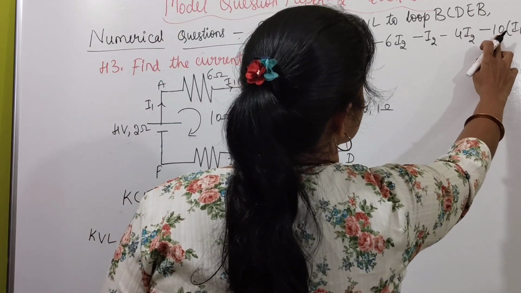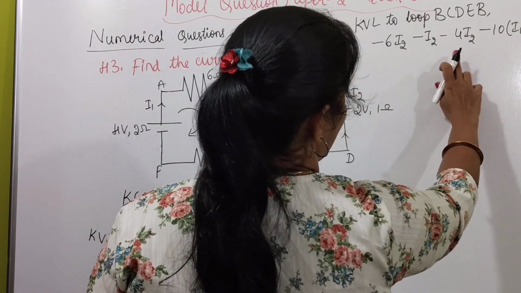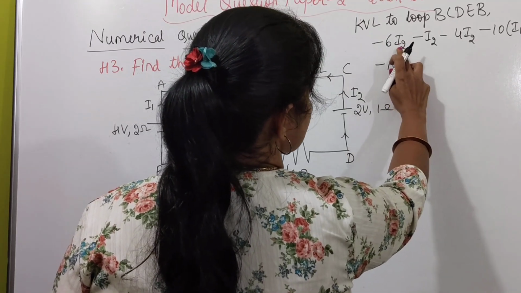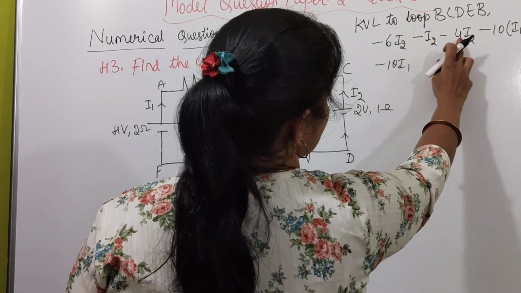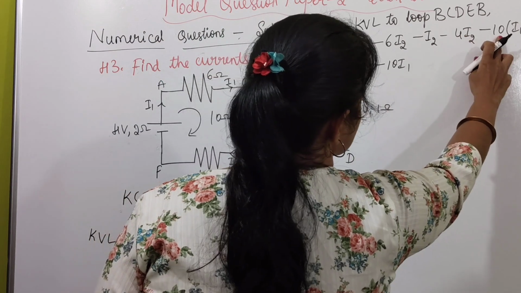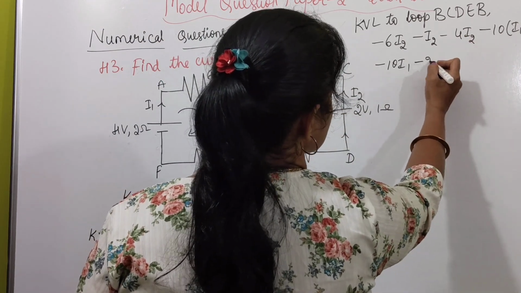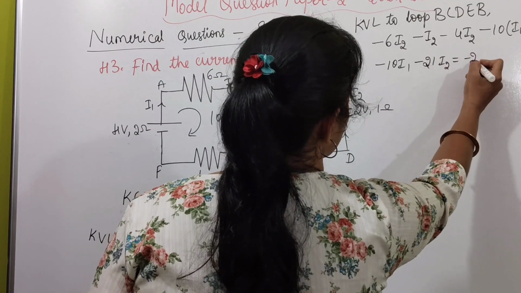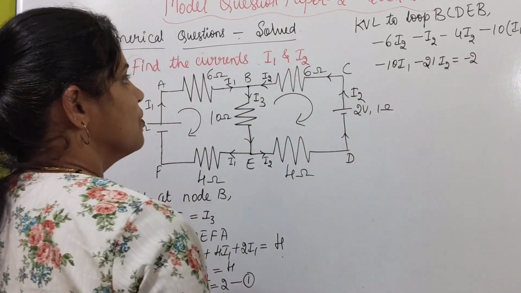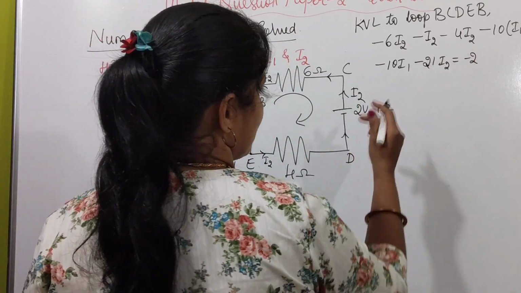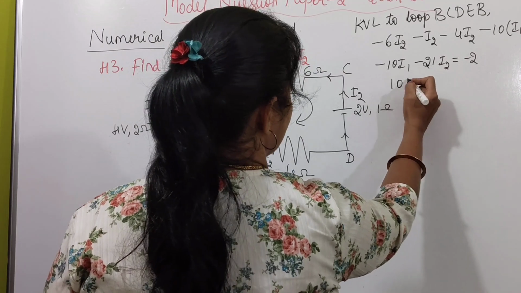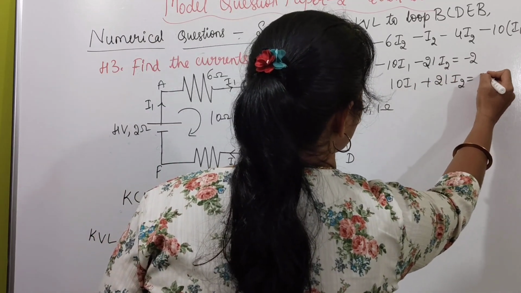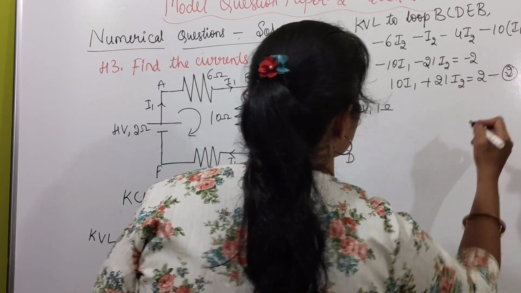First let us simplify it. So minus 10 I1, there is only one I1. And 6 I2, 6 plus 1 plus 4, 11. 11 plus 10 is 21. Minus 21 I2 is equal to minus 2. So you multiply by negative or cancel the negative terms. So it is 10 I1 plus 21 I2 is equal to 2. Let us call this equation 2.